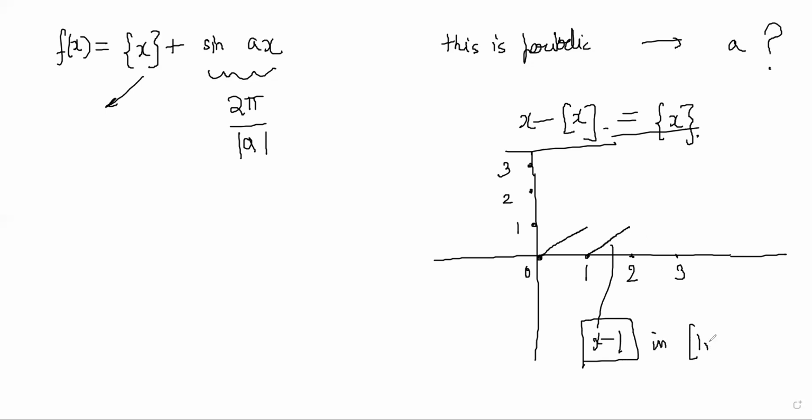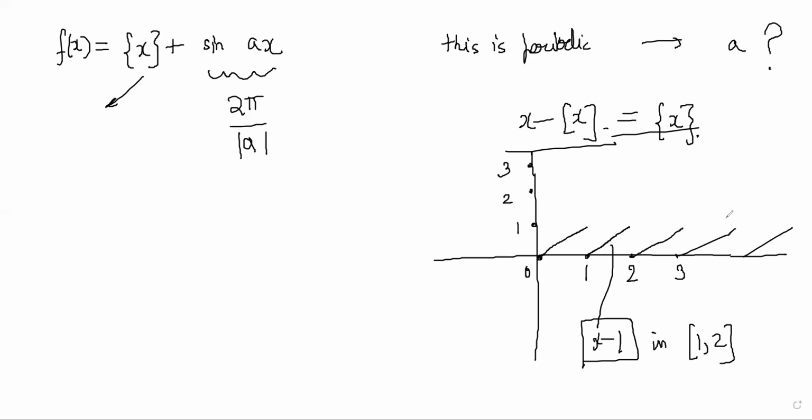in 1 to 2. You understand how the graph is being made. Again, 2 to 3, it will be the x minus 2 graph, which will be like this. So you're seeing a pattern that the fractional part function is a series of things like this, right?